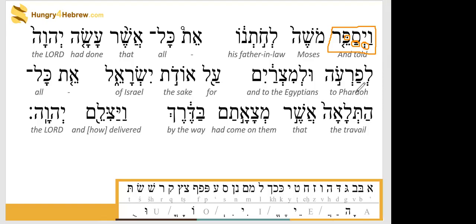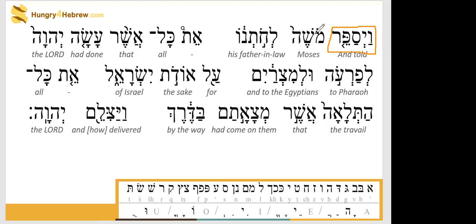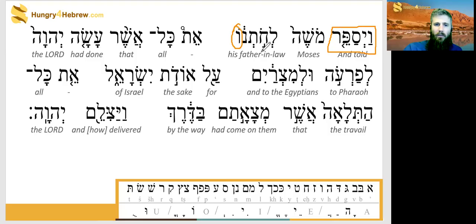Very good. So safar in the kal binyan means to count, but vayesaper in the Pi'el means to recount a story. And Moses recounted to his father-in-law all that the Lord did, or had done, lefaro, to Pharaoh, ulemitzrayim, and to the Egyptians, al odot Israel, concerning Israel, or for the sake of is good too, I guess.